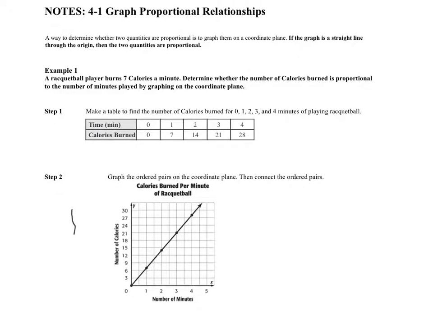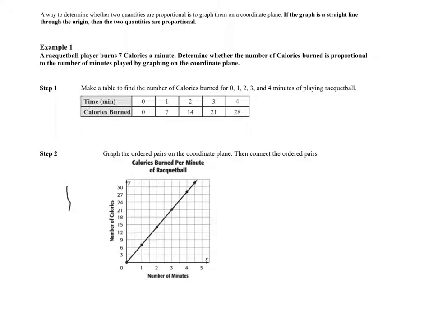So let's look at our first example. A racquetball player burns 7 calories a minute. Determine whether the number of calories burned is proportional to the number of minutes played by graphing on the coordinate plane. Okay, so looking at that table, make a table to find the number of calories burned for 0, 1, 2, 3, and 4 minutes of playing racquetball. They show you right here.